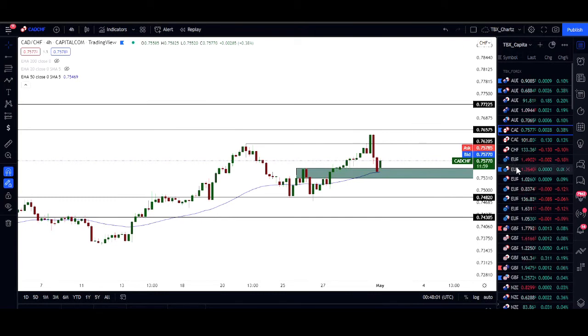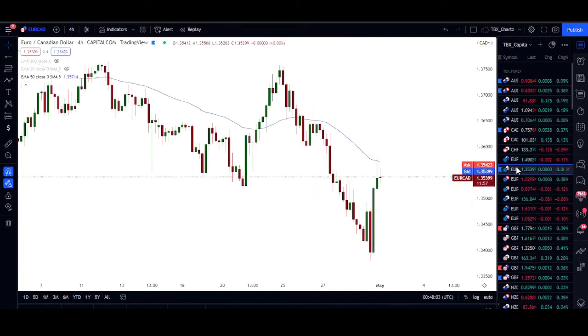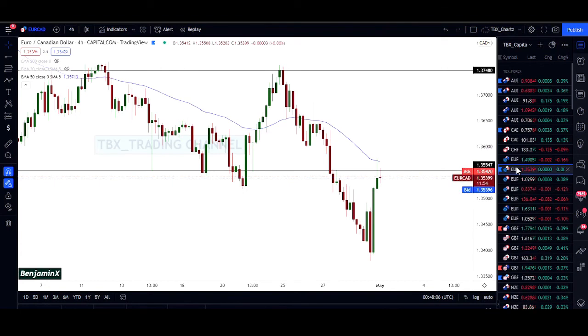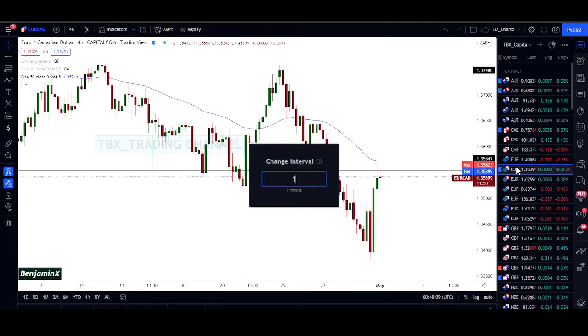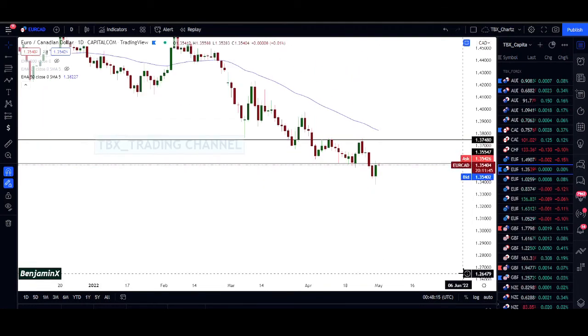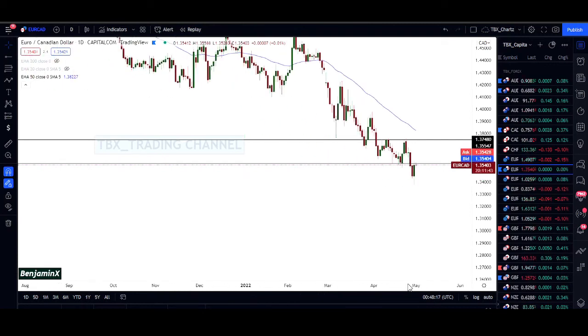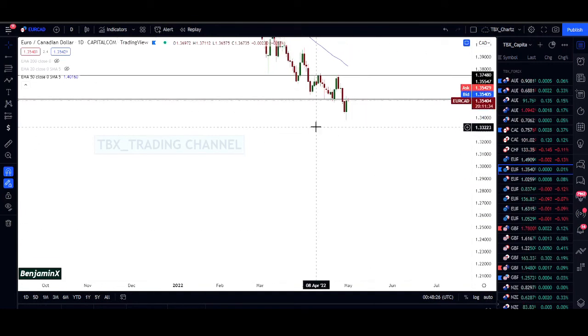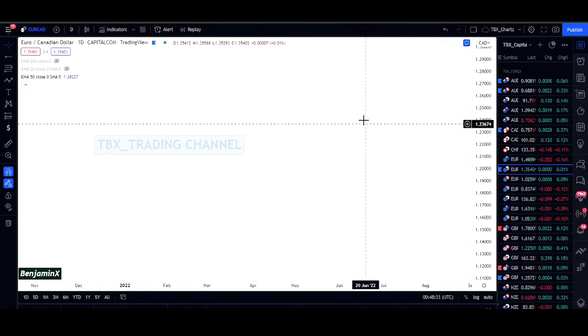Now the last pair we're going to be checking out today is the EURCAD. Now, don't forget, the first thing we're going to do is check out the daily time frame. You're going to ask yourself the first question, and that's going to be, what trend are we in currently? And this is obviously a downtrend. Since we've identified the downtrend, we're going to look for possible areas to buy or to sell. As you can see, the EURCAD has gotten to its all-time low.